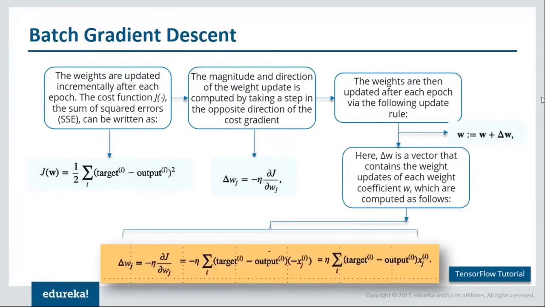Now let me simplify this equation for you. When we are calculating delta Wj, which is equal to minus the learning rate into delta J by delta Wj, or the rate of change of error with respect to that particular variable, we put in the values of J, then we find the derivative and we get the equation as learning rate into the summation of target i minus output i, that means the actual output minus the model output, into xj of i, which is nothing but your input.